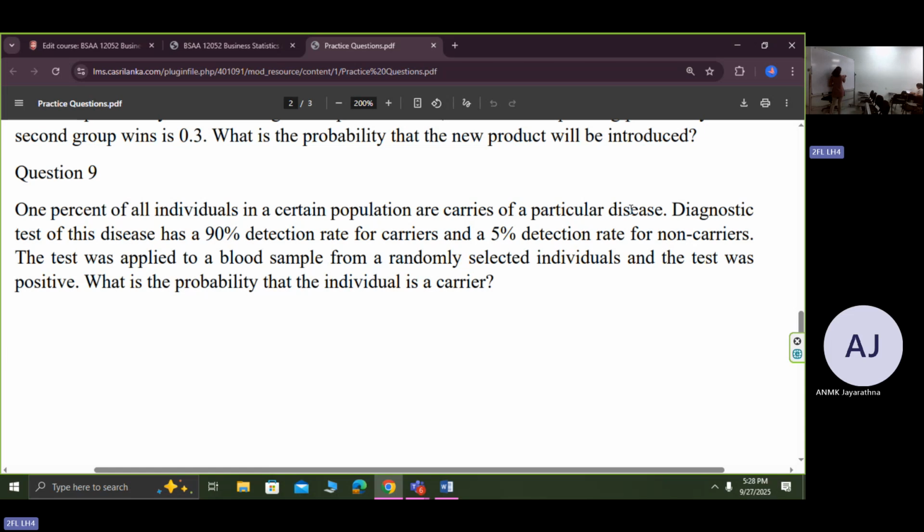Numerator represents the intersection. Denominator represents the probability of the first event. Okay, then here 1% into 90%. Okay, then the denominator represents both. What is the probability? 0.01 into 0.9, then plus 0.99 into 0.05.